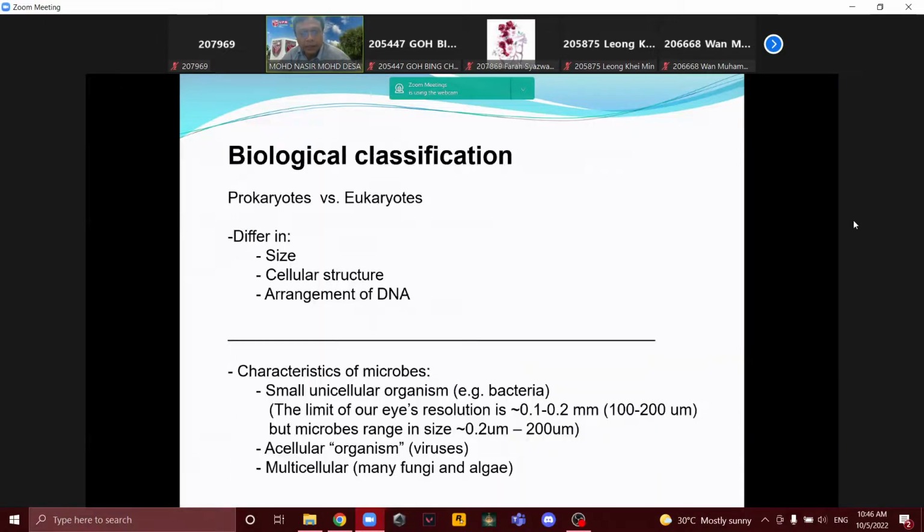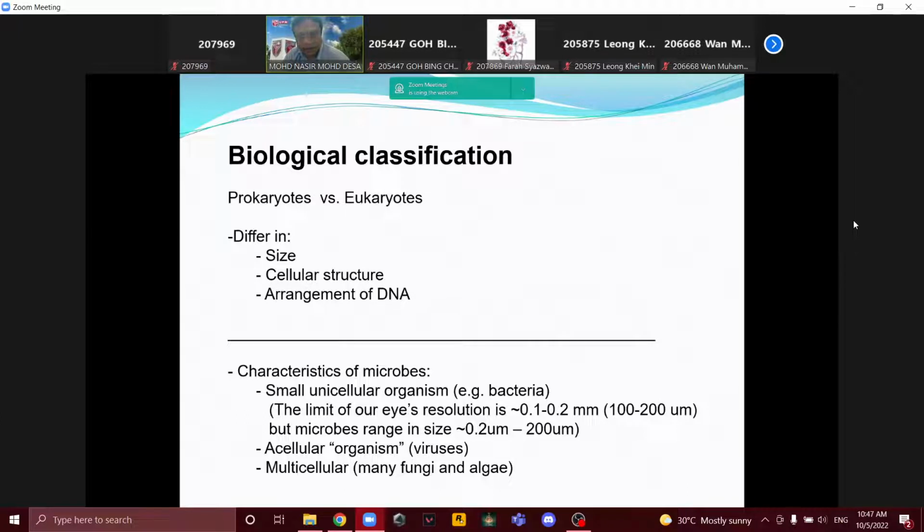Okay, so now we start with the very basics. How do we classify? I already mentioned we have prokaryotes and eukaryotes. So we want to make some comparison so that we understand. In the complex, at the end, it's all about interaction between microbes and the host cells. So that's why we have to know some differences. What are the basic differences? So prokaryotes, how they differ from eukaryotes. So we will look at the size, cellular structure, and arrangement of the DNA. There are obvious differences between prokaryotes and eukaryotes.